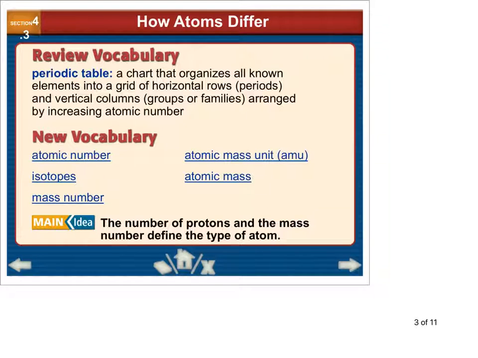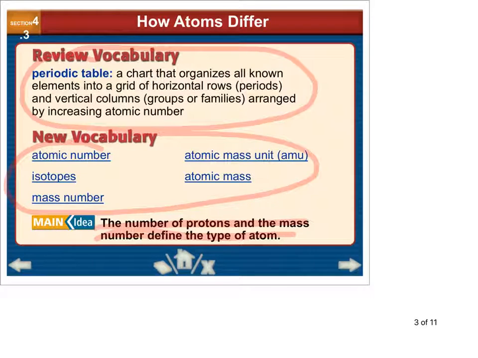Review vocab, you got the definition for periodic table here. Sure you remember that. And our main idea: the number of protons and the mass number defines the type of atom. And then we got a few new vocab terms we're going to have.